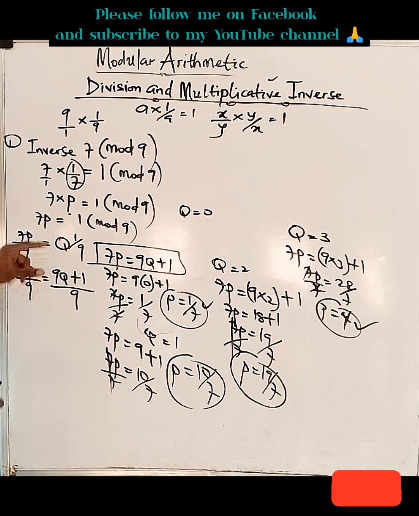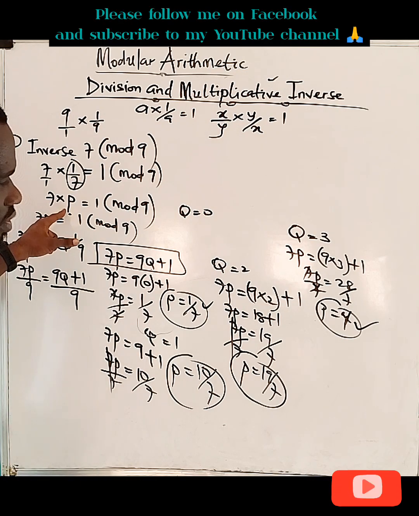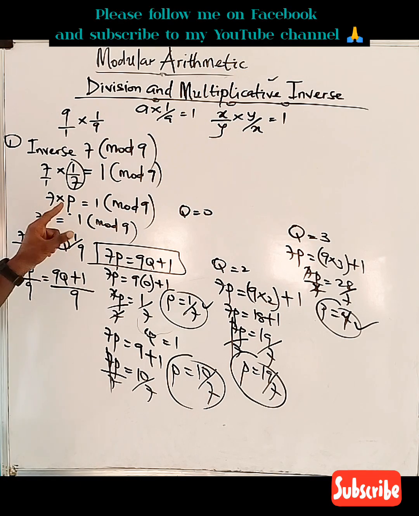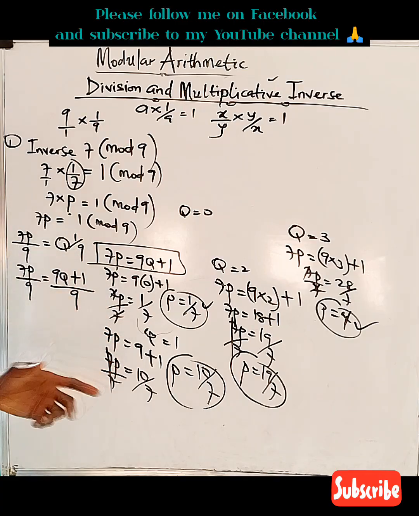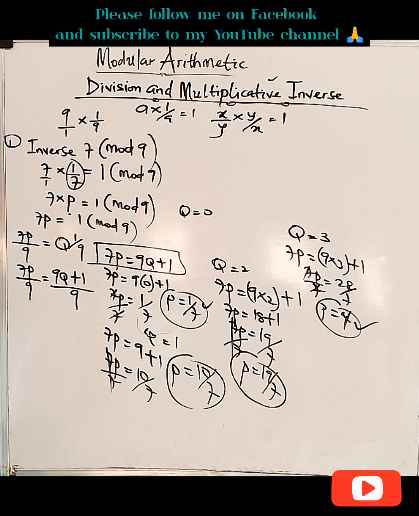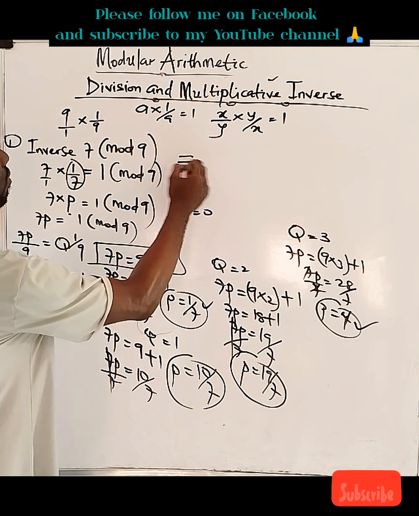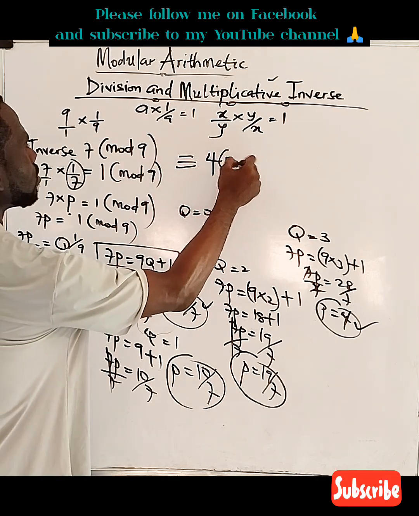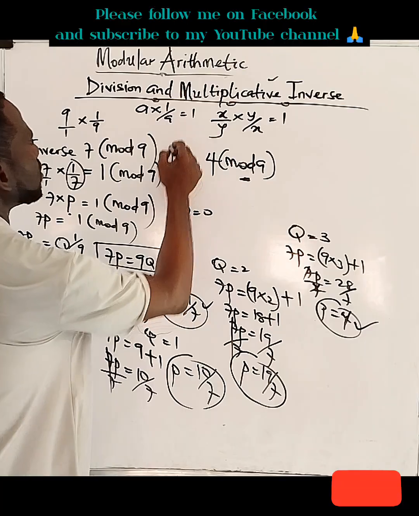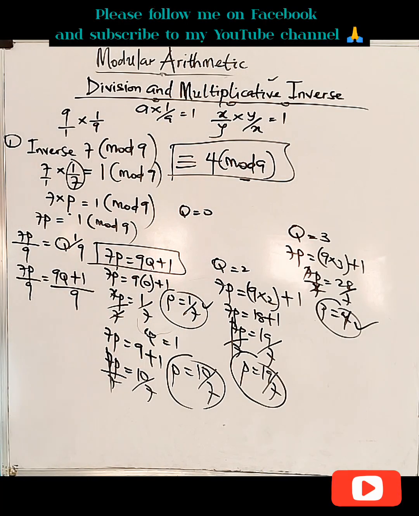Don't forget, it's very simple. 7 times 4 is 28. So if 7 times 4 is 28, what does it mean? 9 in 28 is 3 remainder 1. So the inverse of 7 in modulo 9 is 4 modulo 9, as simple as ABC. That's the inverse of 7 in modulo 9. So we're going to be looking at another worked example.